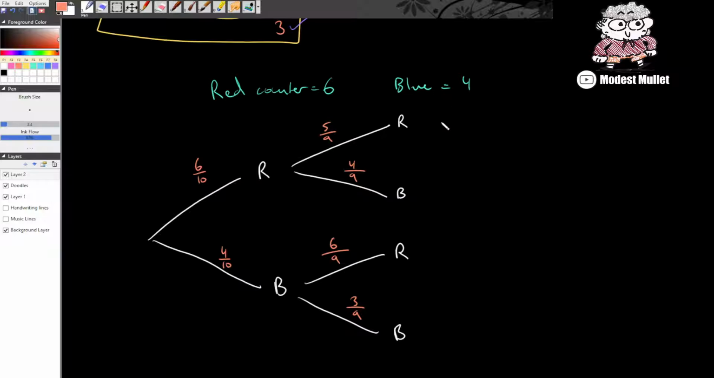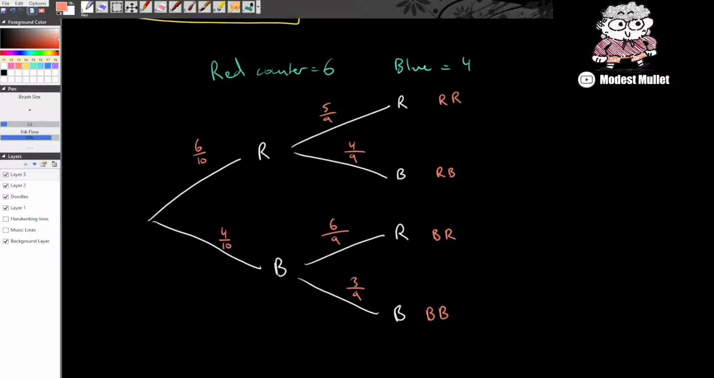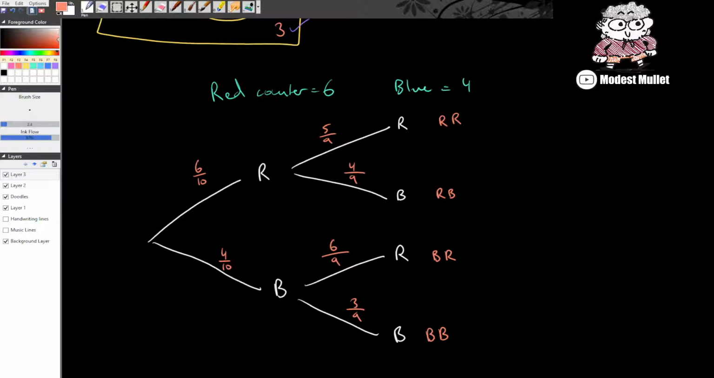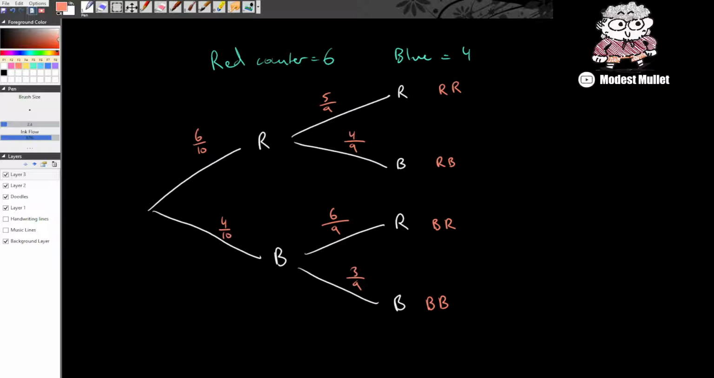So there's our probabilities, and let's put in our outcomes or sample space. Blue, red, blue, blue. Okay. So there's our tree diagram. We could also calculate the probabilities of every branch, but I'm going to save a little bit of time here to talk about conditional probability. Okay. So let's jump straight in.